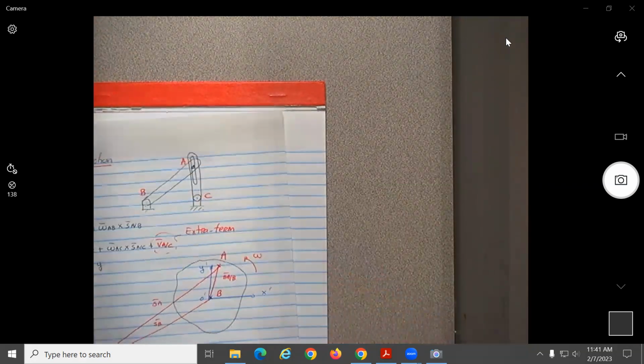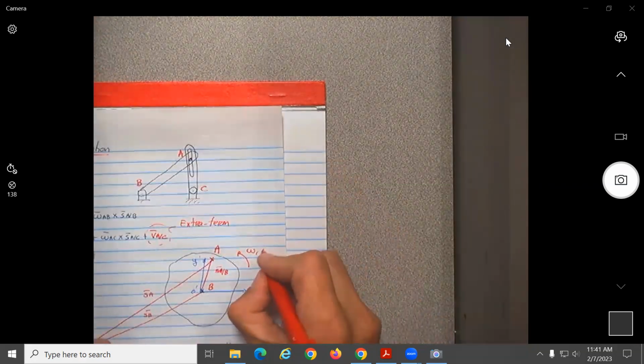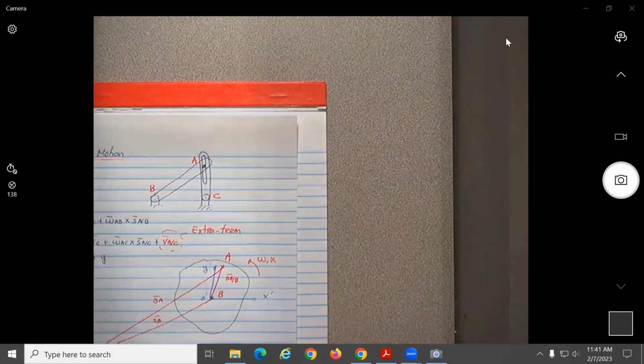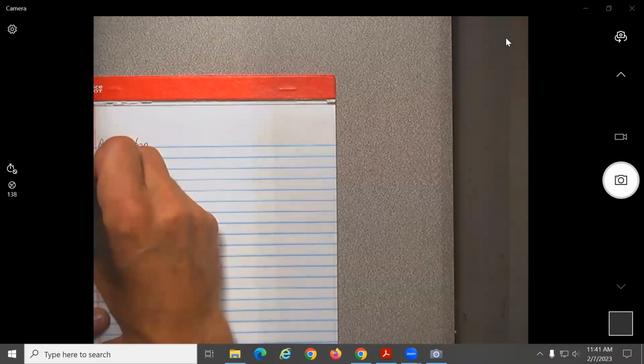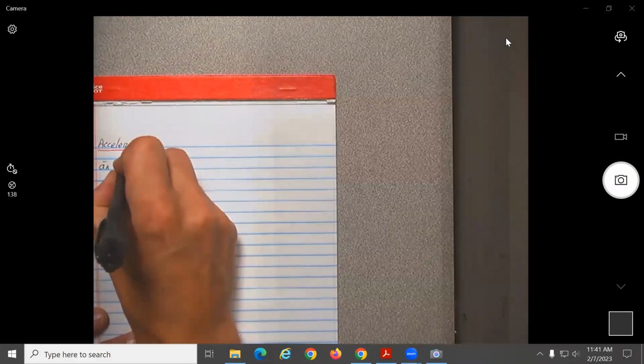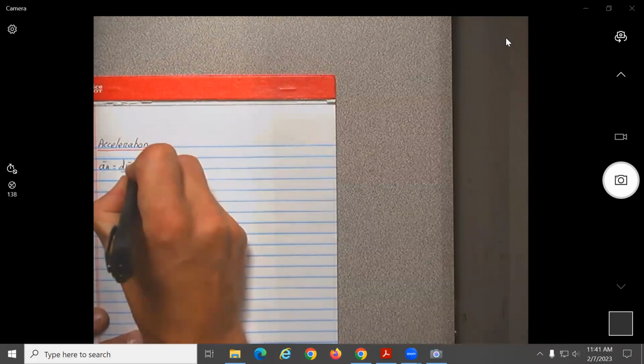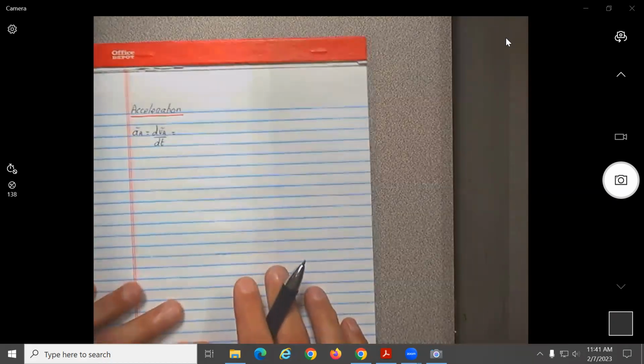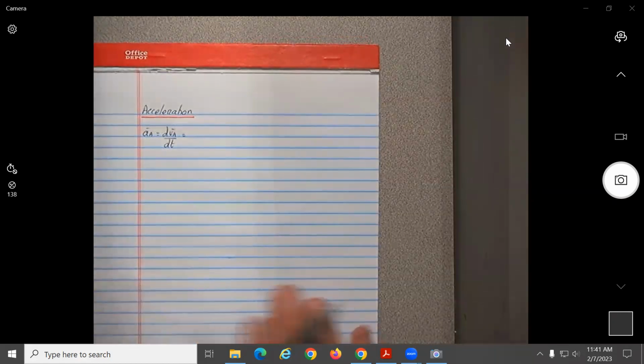Okay, so for the acceleration, we can use the same figure over here. Now we also have angular acceleration alpha. So the acceleration of A by definition would be equal to what? It would be dVA/dt. Let's start with the basics.